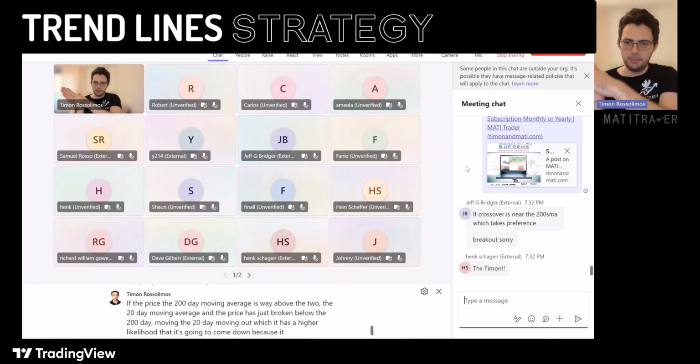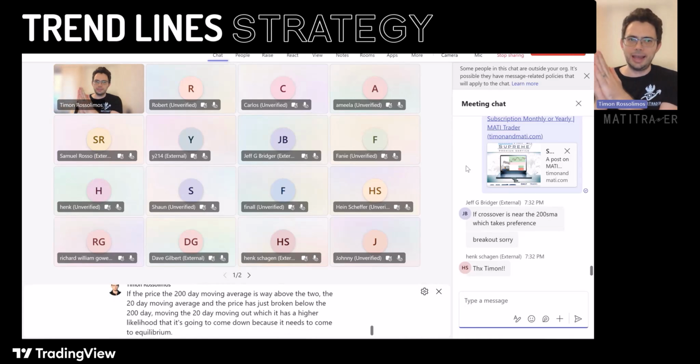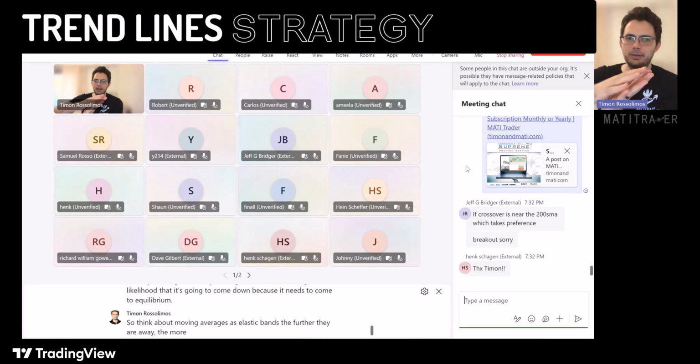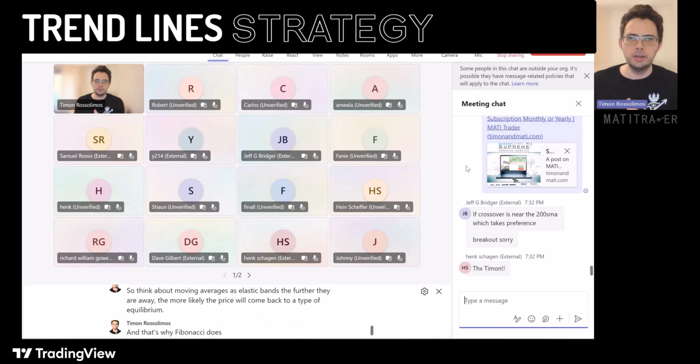come to equilibrium. So think about moving averages as elastic bands. The further they are away, the more likely the price will come back to a type of equilibrium. And that's why Fibonacci does work. That's why pivots do work.